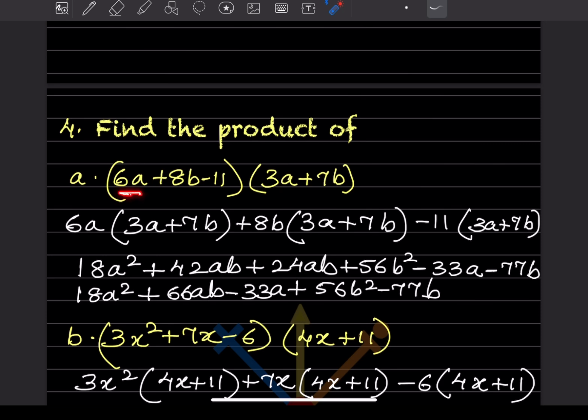So here we can see there are 3 terms here and here there are 2 terms. How can we say these are the separators? The ones before this and after this. So these are the 3 terms. So what will you do?